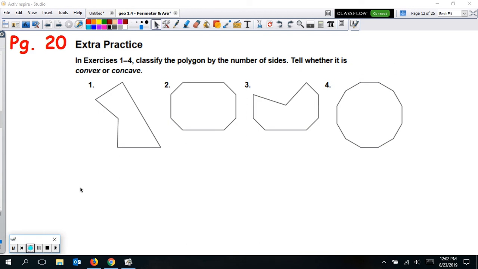Okay, so on to the extra practice here. We have page 20, and I'm going to give you some time to do 1 through 4. So you're doing the same thing: classify the polygon by the number of sides and tell if it is convex or concave. So go ahead and pause the video at this point and work your way through 1 through 4, and then play it, and then you can check to see if you got these correct.